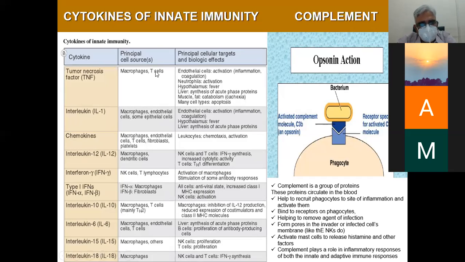Can you see this slide now? Yes, sir. Can you see it? Yes, sir.